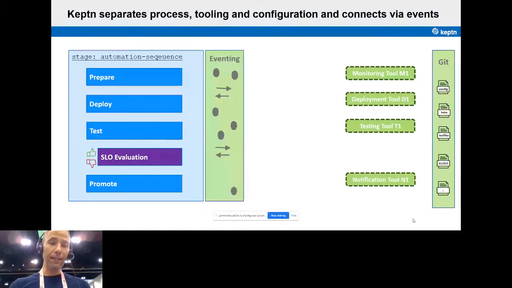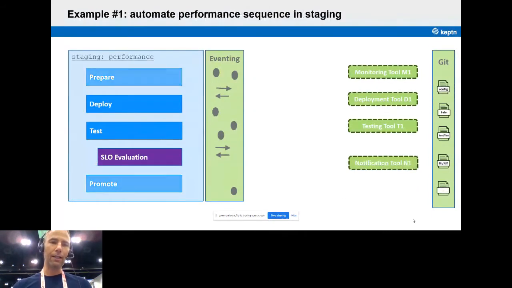And then we're using eventing to connect all of this together. So what Keptn really does, it allows you to define an automation sequence. It allows you to define the tools that should be involved later on, but they get involved through eventing. And once they get involved, they can get their data through Git. Now, how does this look like in an example?